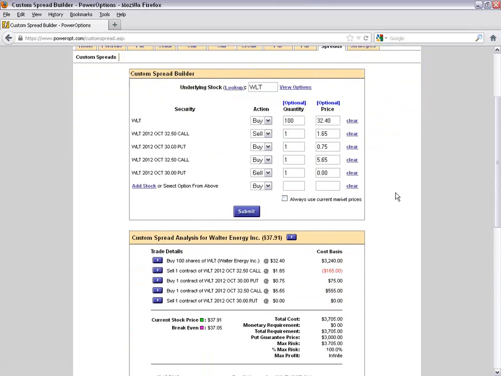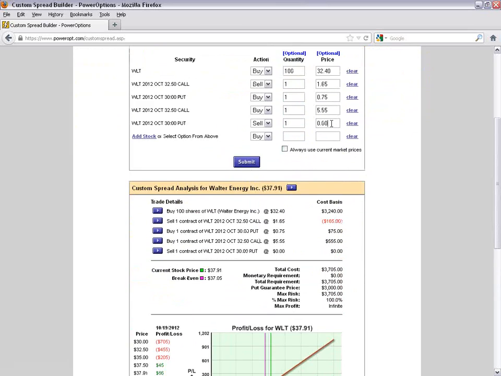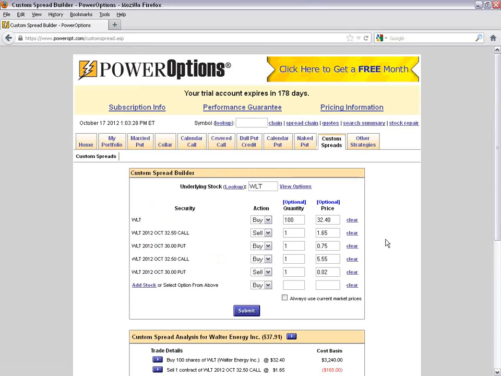Now, there's a subtle issue, isn't there? Well, okay, the natural bid for the 30 put listed at 0. I'd probably get at least 2 cents, so let me change that up at the top there. But because I wouldn't get 0 for it, or I may just let it expire and save a commission.